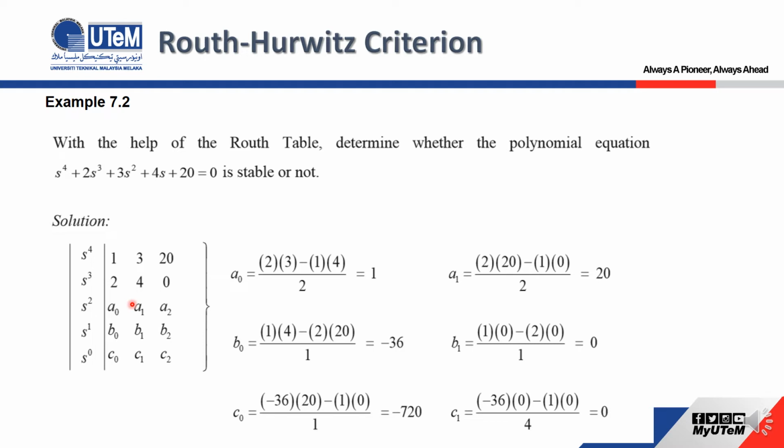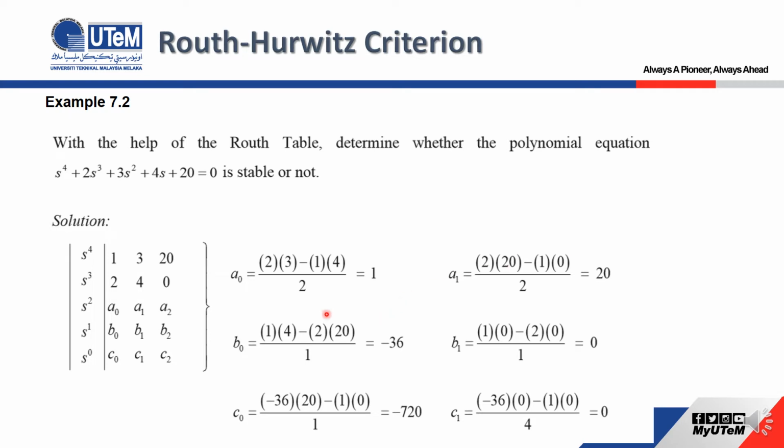After that, we apply the formula that we have discussed before, so we can get the values of A0, A1, A2, B0, B1, and so on. After we calculate, the value of A0 is equal to 1, the value of B0 is equal to negative 36, and the value of C0 is equal to negative 720. The other values you can check here.